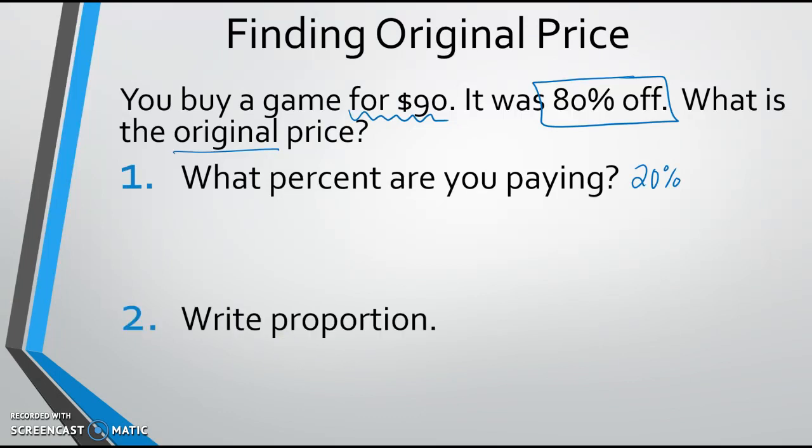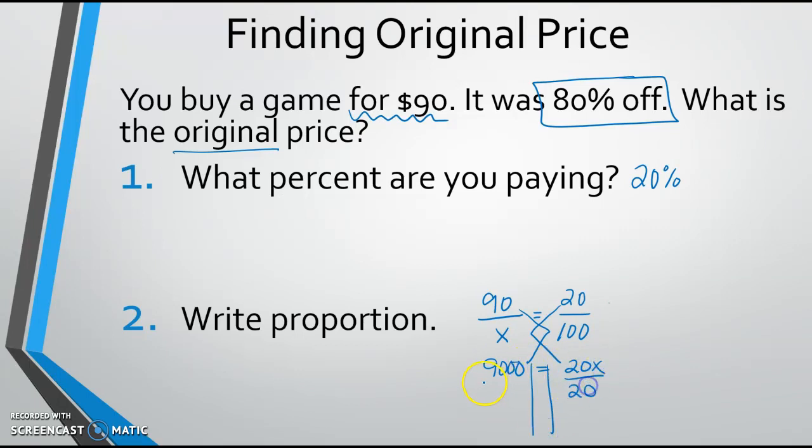So then our second step is to write a proportion. So again, our sale price is going to be in the numerator, $90. We don't know our original price, our total amount. So that's going to be a variable. And we're going to set this equal to a percent over 100. Again, it was 80% off. So we're paying 20%. We put the 20 in our numerator. Then we're going to do cross products like we normally do when we're solving proportions. We've got 90 times 100, which is 9,000, and set that equal to 20 times x.